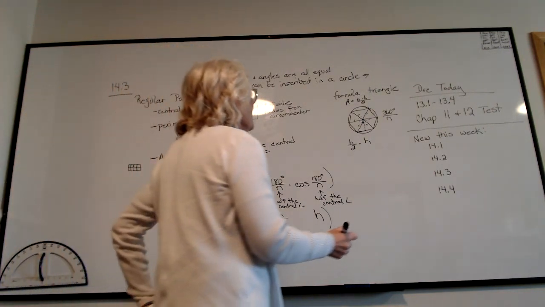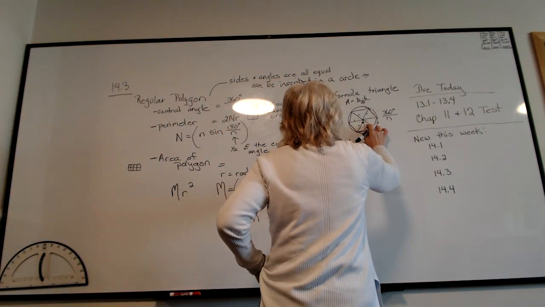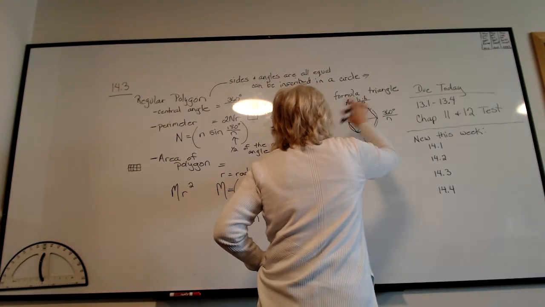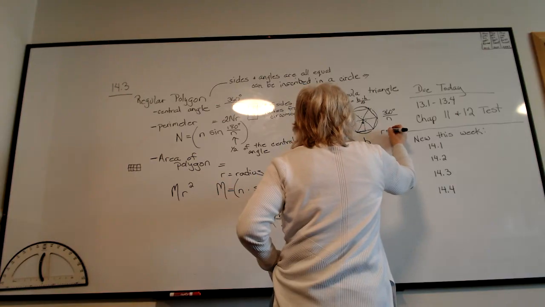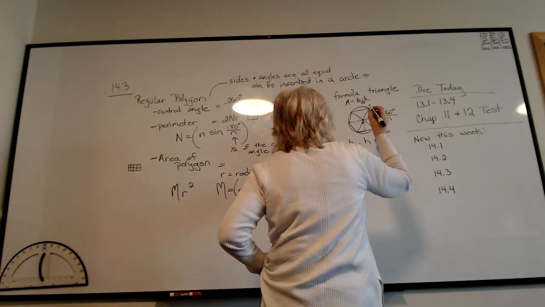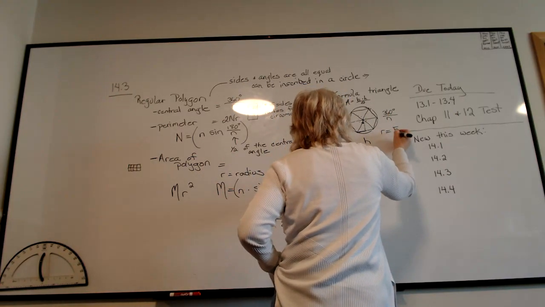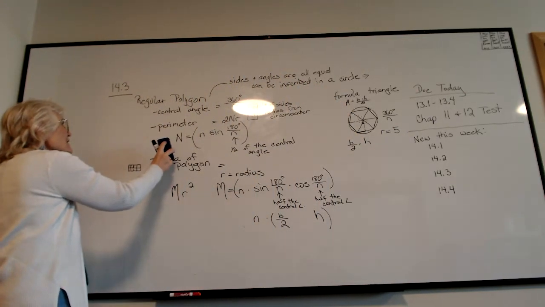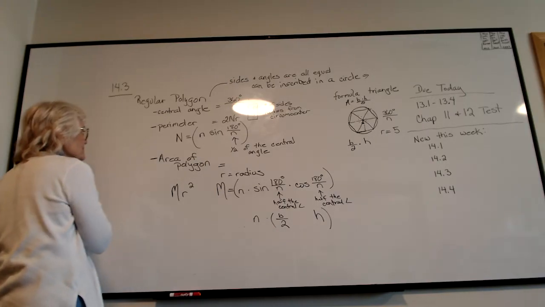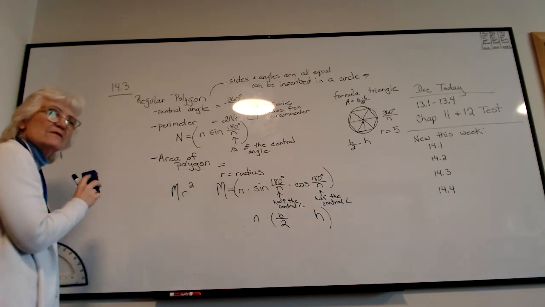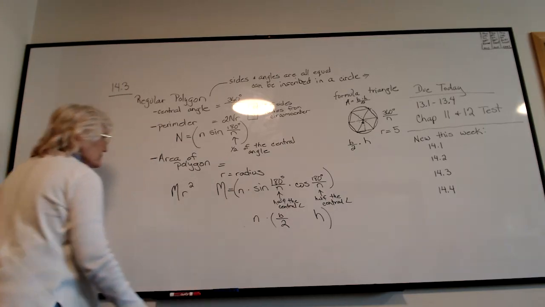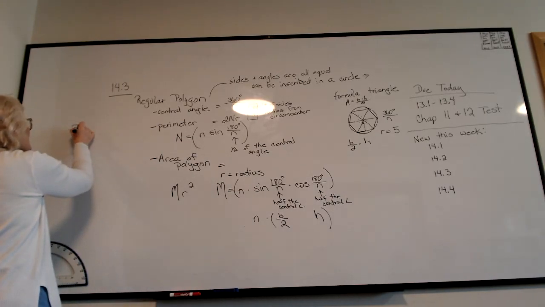We're trying to find the area of this polygon, and I'm going to tell you that the radius is equal to 5. So let's go through and first find the perimeter. Are we doing this on our own? No, we're going to do it together. We'll do them out to the side. We are going to find the perimeter of this hexagon.